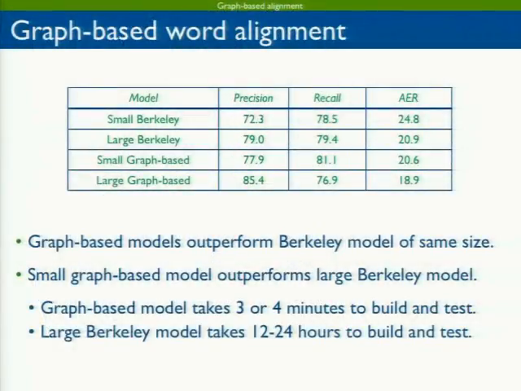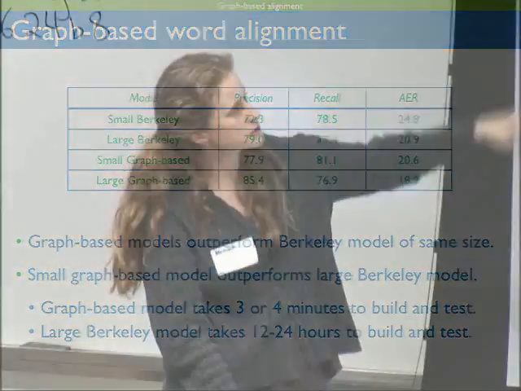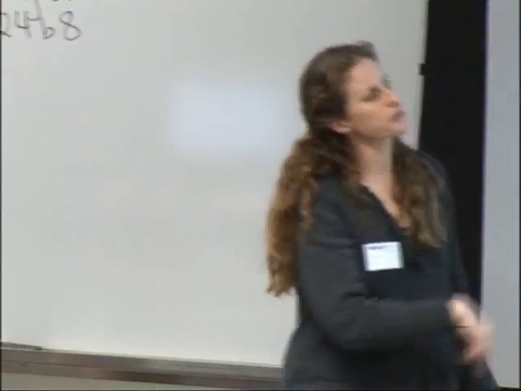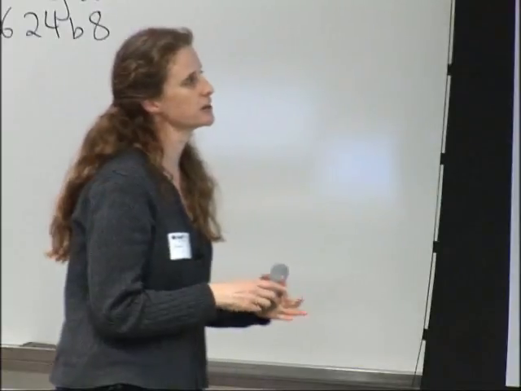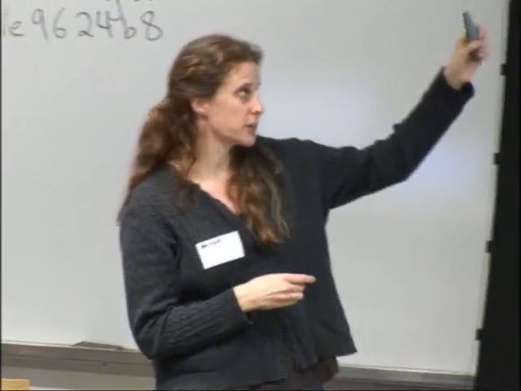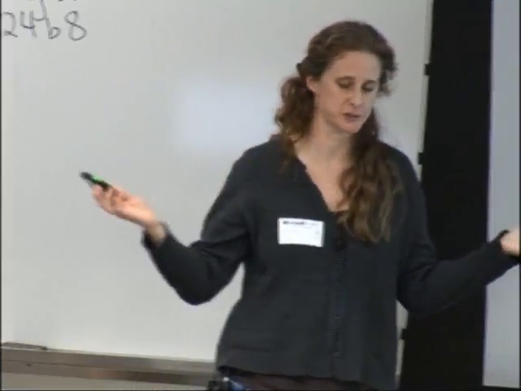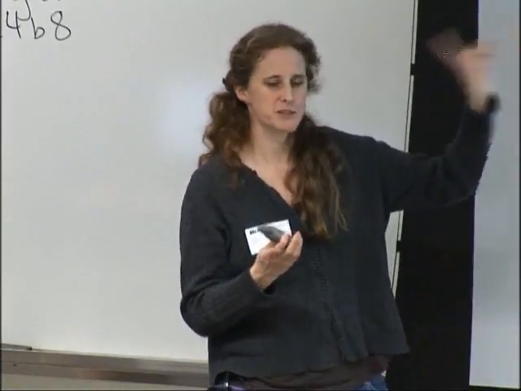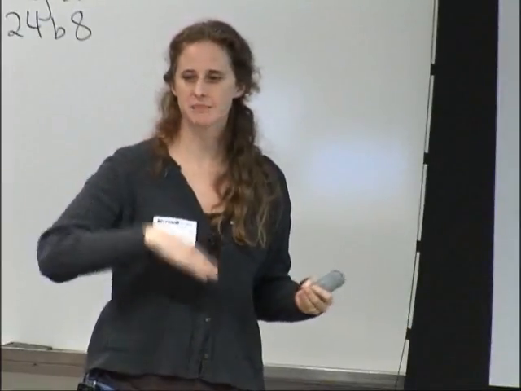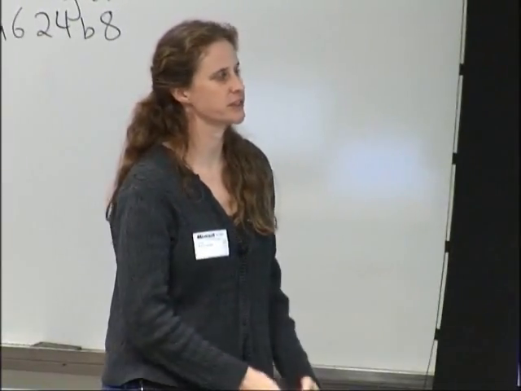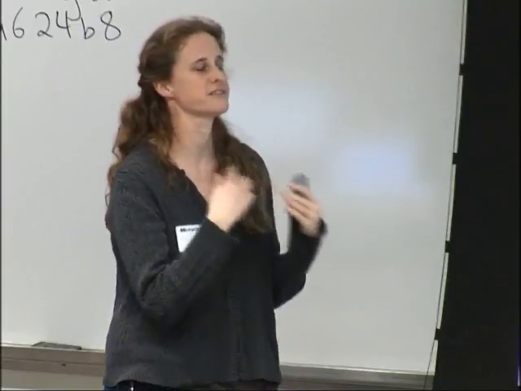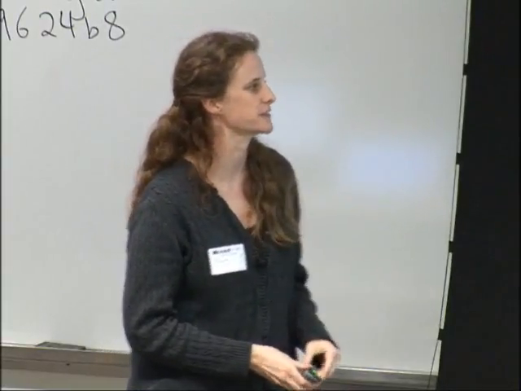And we can see here that if you take the small model and then apply the graph-based method to the alignments proposed by it, you actually get over a 4-point reduction. So it's a larger reduction than you get just by moving to the large model. And keep in mind that the large model takes 12 to 24 hours. This graph-based model takes 3 minutes tops. It's very fast. So you're getting the same benefit requiring very, very few computational resources.